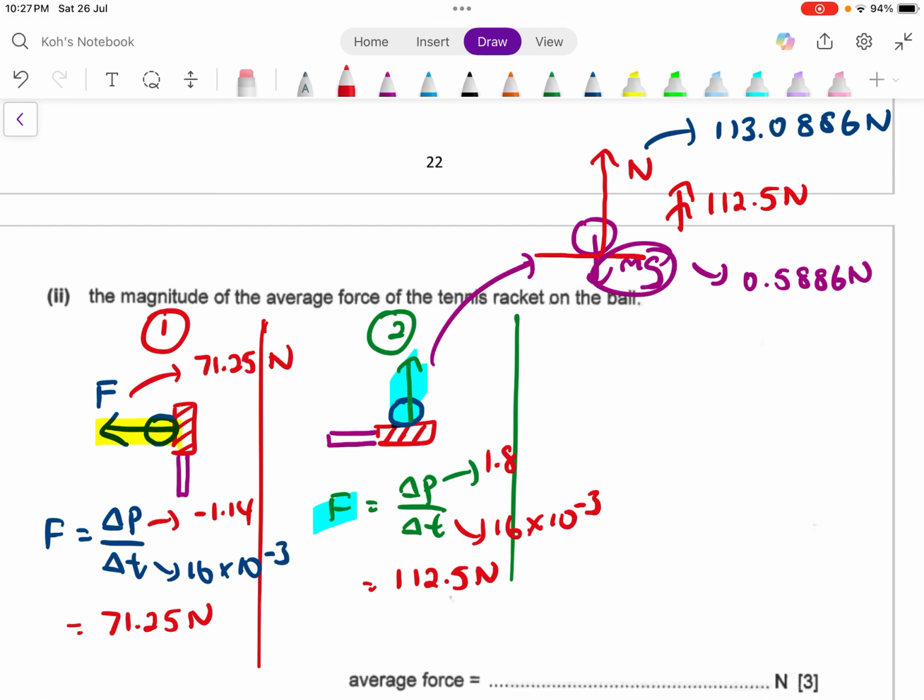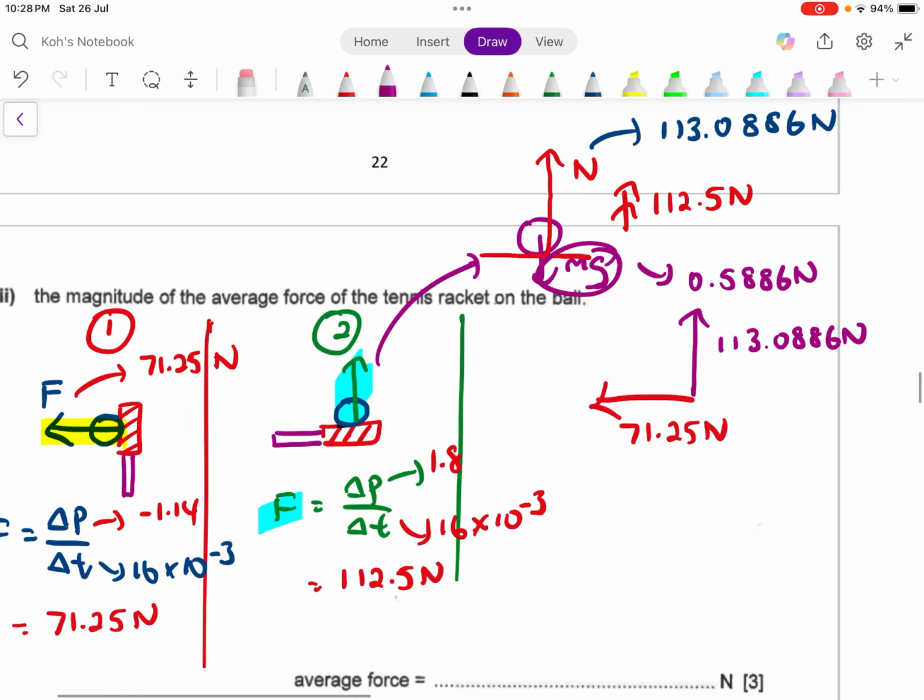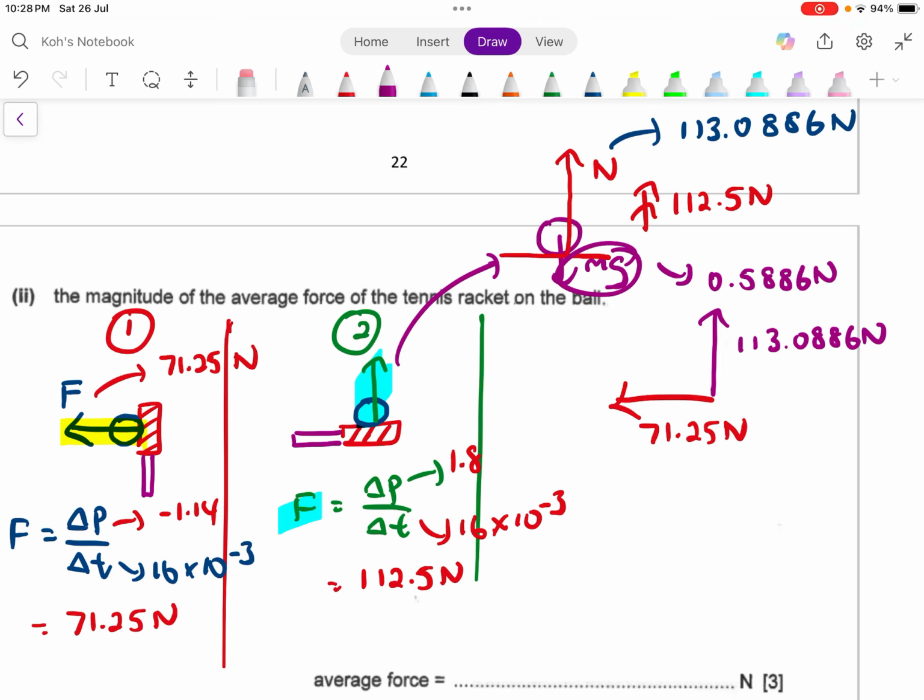Of course, I draw the full thing. So the first horizontal force will be about 71.25 Newton. There's an upward force which is about 113.0886 Newton. So definitely, what is the magnitude of the average force? What they actually want is the so-called diagonal force here. So I want to combine the two forces, the horizontal and vertical, such that I will get this diagonal force, or what I call the resultant force.